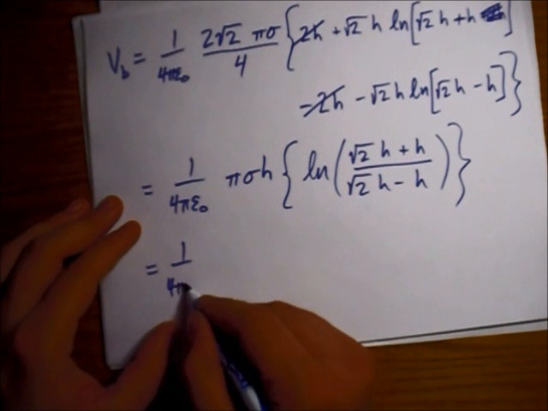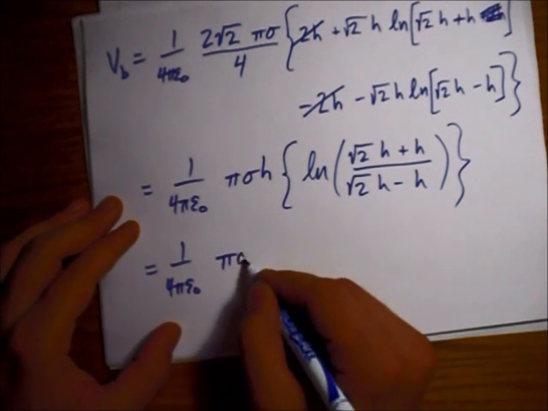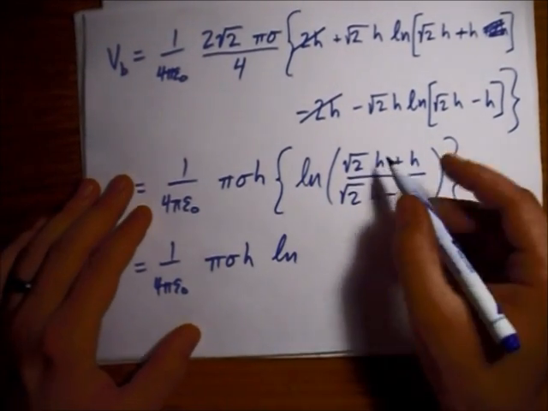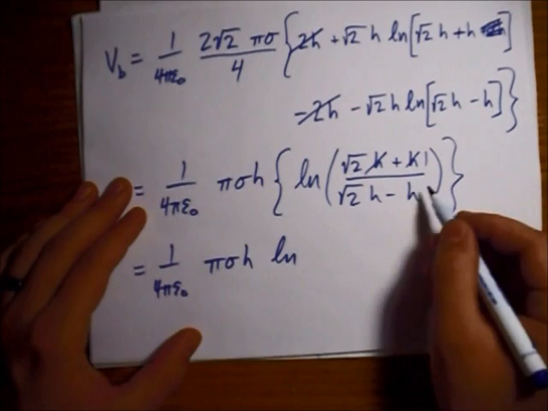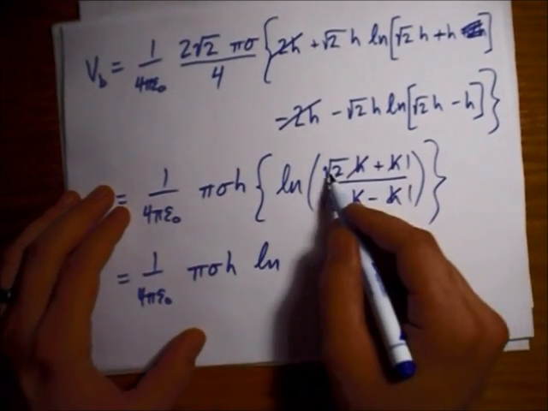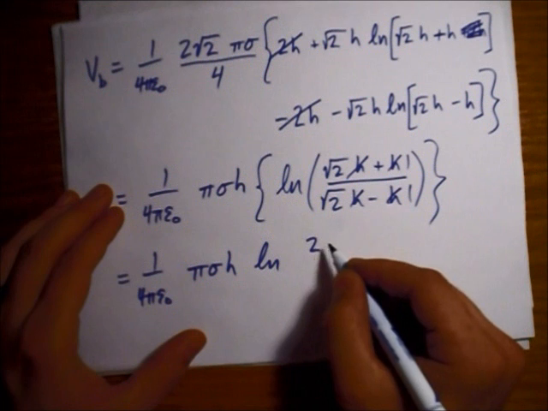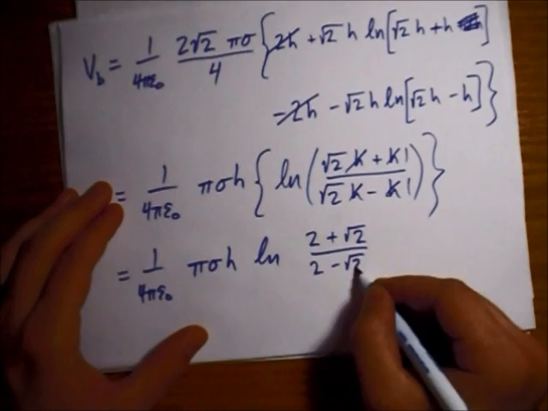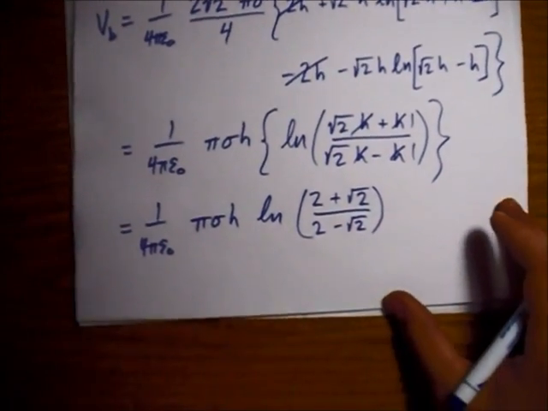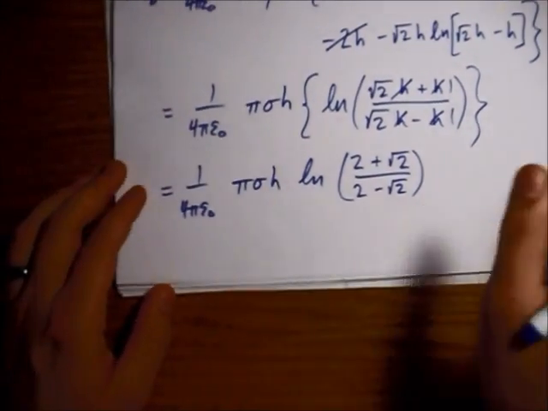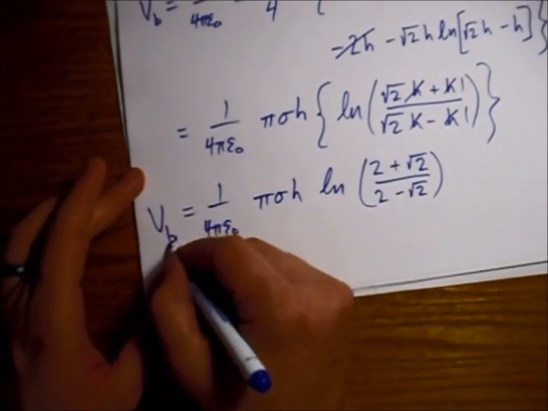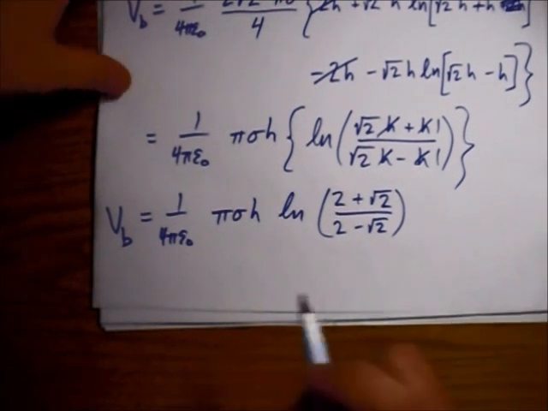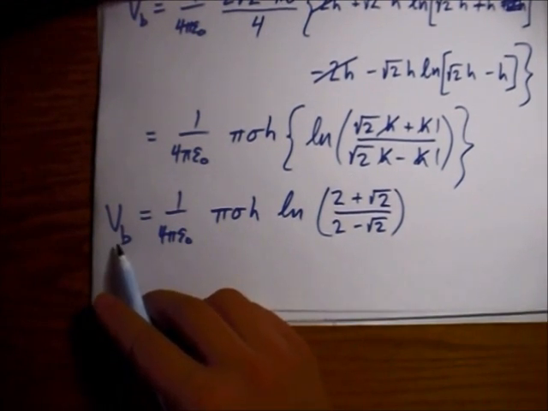So 1 over 4 pi epsilon naught, we have our pi sigma h natural log. So multiplying by square root of 2, I get a 2 plus square root of 2 and a 2 minus square root of 2. All right, so, you know, we can simplify this further probably, but I don't care. All right, I think what we've got here is our potential at point B.